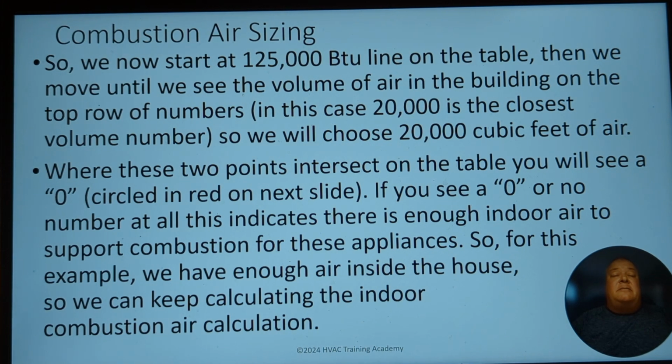So now we're going to start on the 125,000 BTU line on the table. Move until we see the volume of the building, which is what we said the top row was, 20,000. We know we're above 20,000, so we're going to choose 20,000 cubic feet of air. And you can see the point at which we intersected was 0. So we have enough air inside the house, and because there's nothing else blocking the appliances, we're done doing the calculation.